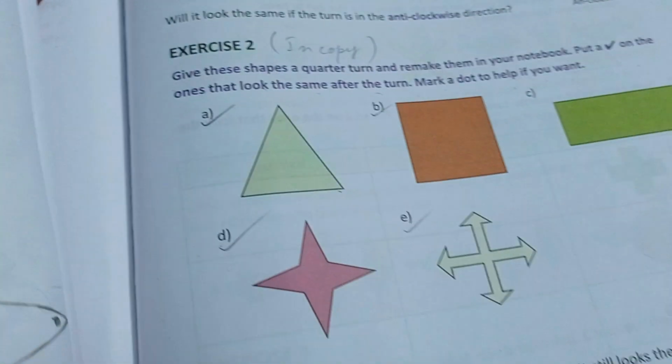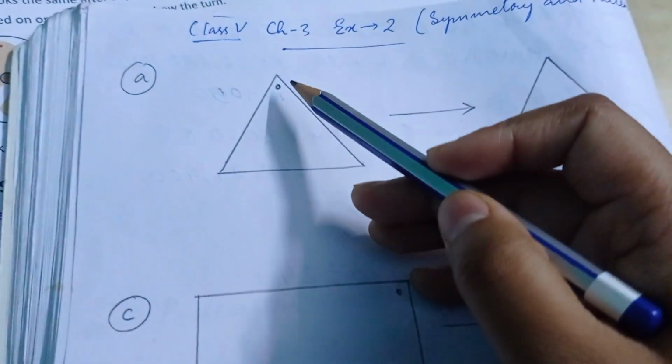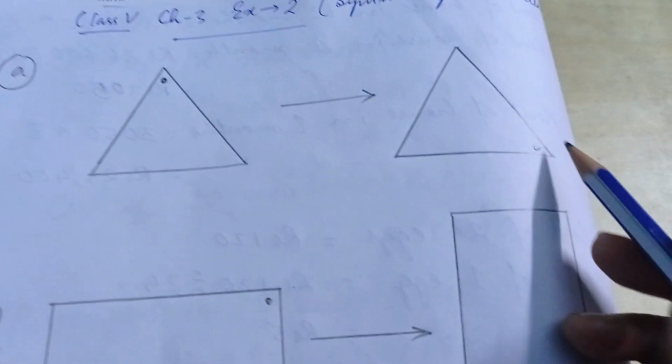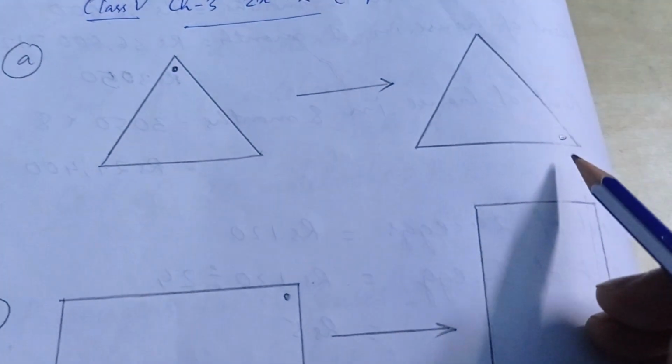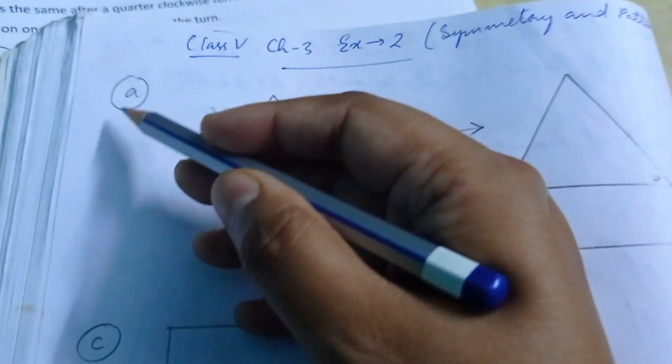So let me show you. I have done a few questions. A number, I have put a dot in here. When I turn this one in clockwise direction, I get this one. This point will come on this side, but there is no changing of shape. So for this one you need to put a tick on it.